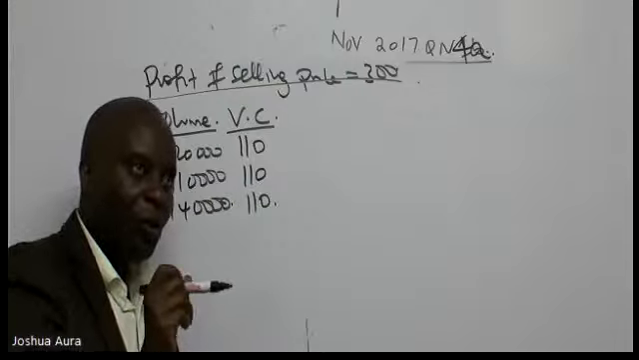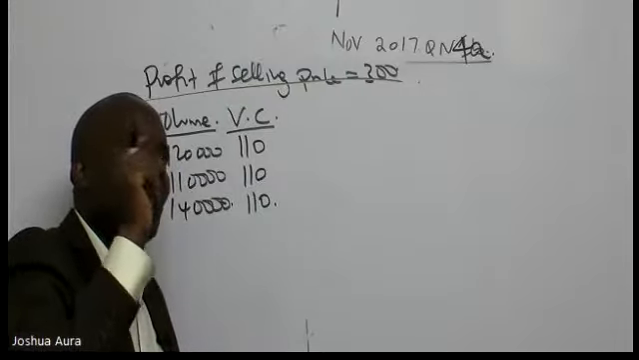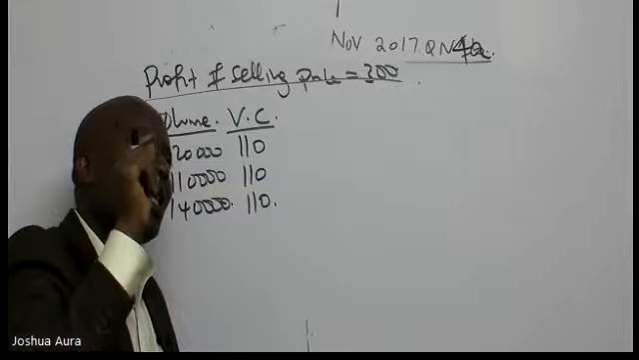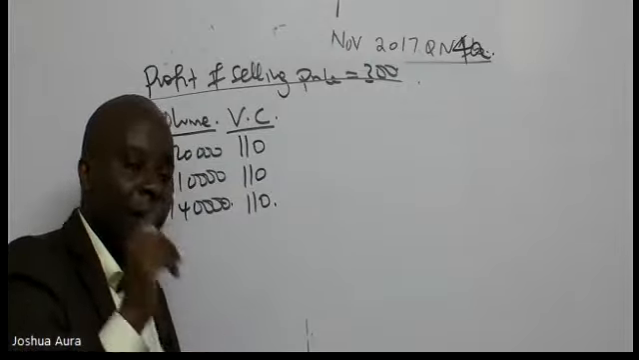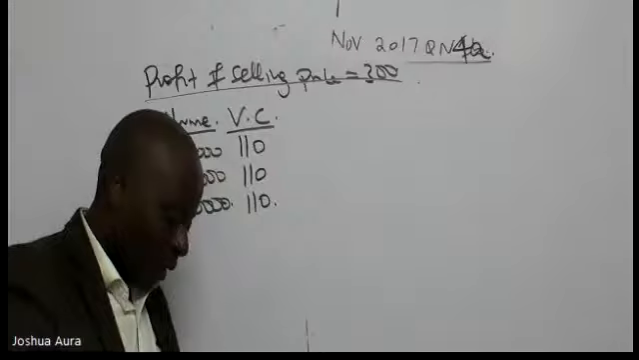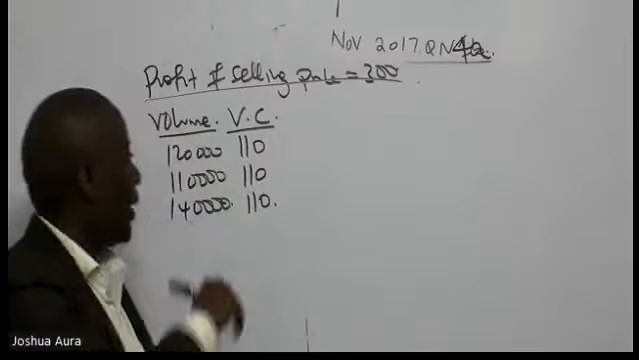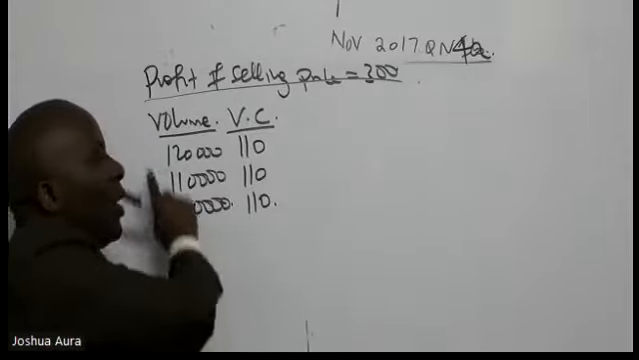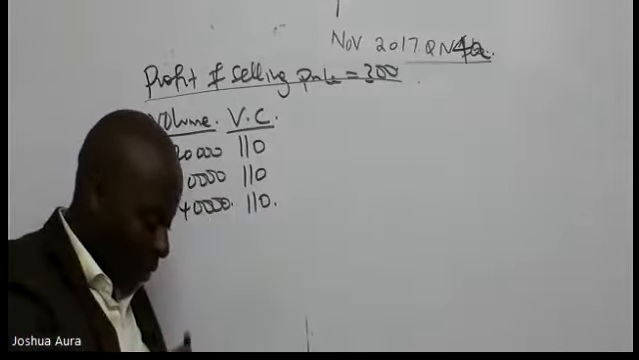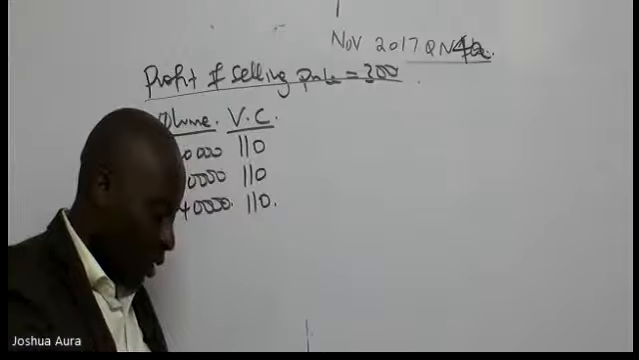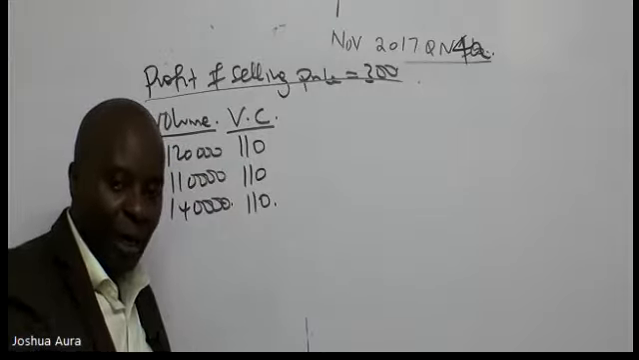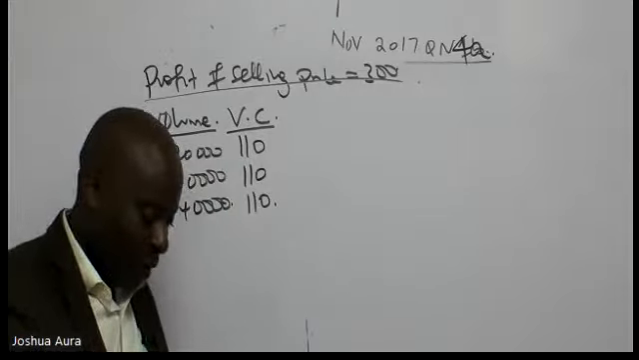If you're going to produce a maximum of 100,000 units and below, then the variable cost will be 120. However, if production exceeds 100,000, like these three, then the variable cost goes down to 110 per unit. Thank you very much.